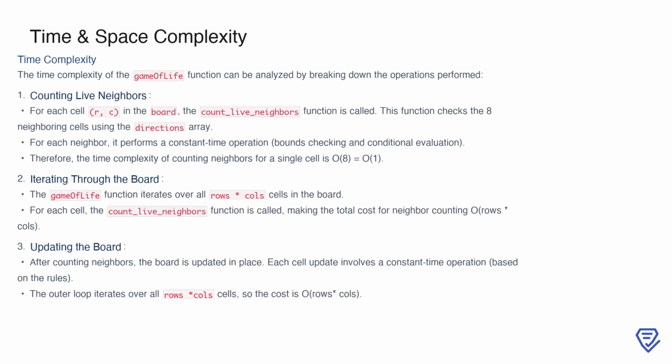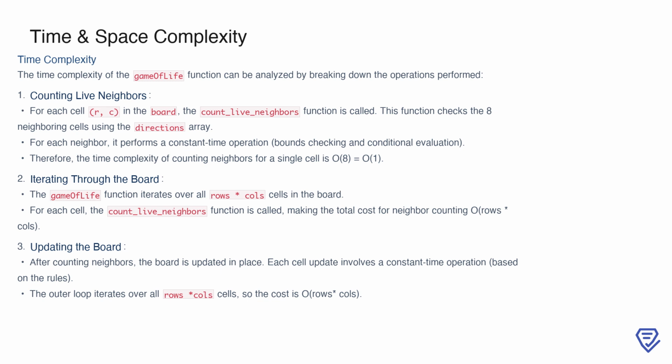To analyze the time complexity of the Game of Life function, we start by examining the operations performed on each cell of the board. First, when counting live neighbors, the count_live_neighbors function is called for every cell, (r, c). This function checks up to 8 neighboring cells using the predefined directions array. Each neighbor check involves simple operations like boundary checking and conditional evaluations, all of which are constant time operations. As there are always 8 neighbors to consider, the complexity of this step for a single cell is O(1).